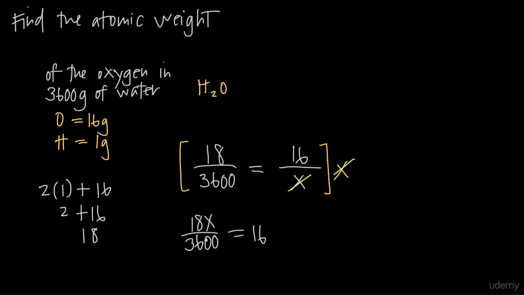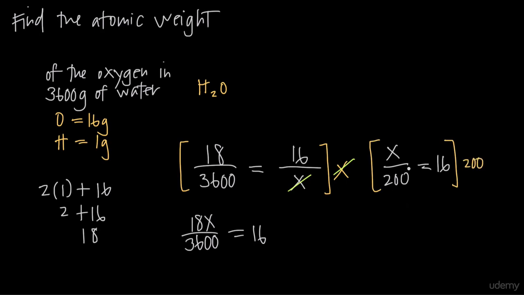Now my next step would be to multiply both sides by 3,600. But before I do that, I need to notice that I can actually reduce this fraction on the left. I have 18 over 3,600, and I can divide 18 into both of those. 18 divided by 18 just leaves me with 1, so I'll just be left with x in the numerator. 3,600 divided by 18 is 200, so I'm going to have x over 200 is equal to 16. Now instead of having to multiply by 3,600, I only have to multiply by 200 because we were able to reduce that fraction. So I'm going to multiply both sides by 200.